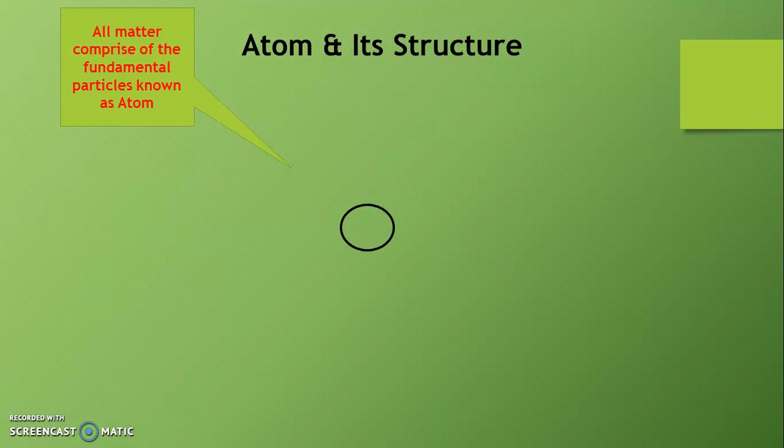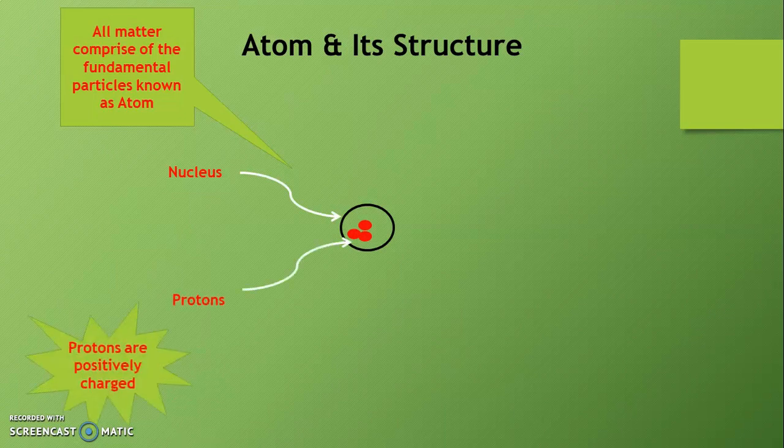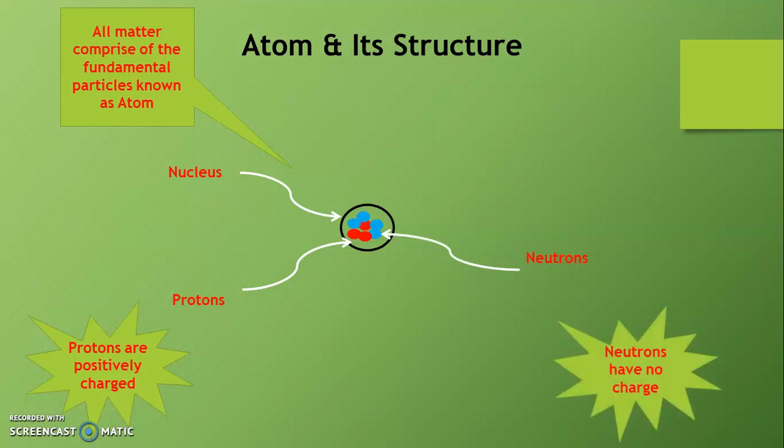The central core of the atom is known as the nucleus. The nucleus contains protons, and protons are positively charged, as well as neutrons. Neutrons do not have any charge, and that is why the nucleus is positively charged.